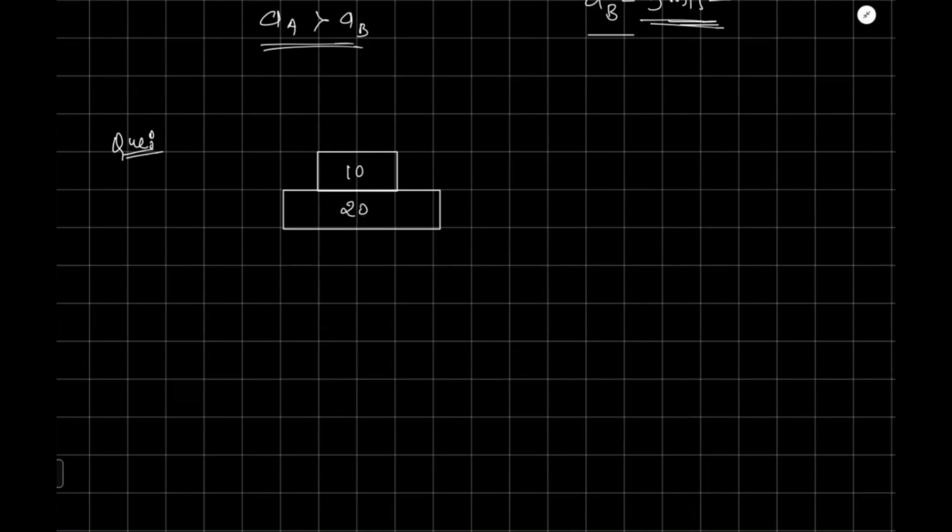These are two blocks. One is 10 kg, another one is 20 kg, and they are kept on a smooth floor. The contact between A and B is rough, and it has a coefficient of friction mu of 0.5. And we have applied a force of 60 Newton on this block. What do you have to do? You have to find the acceleration of block A and acceleration of block B.